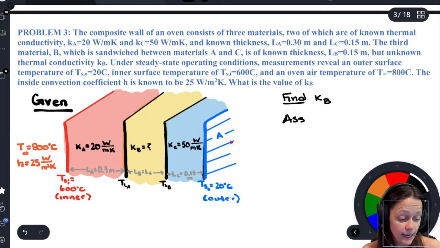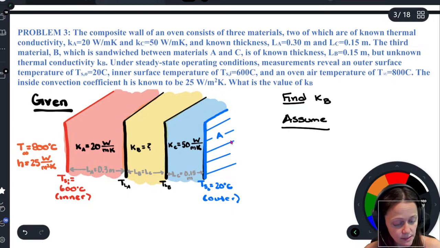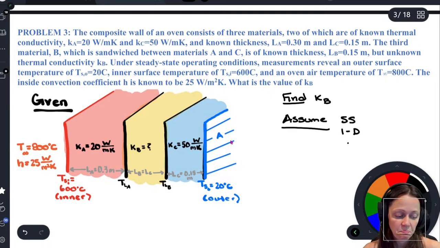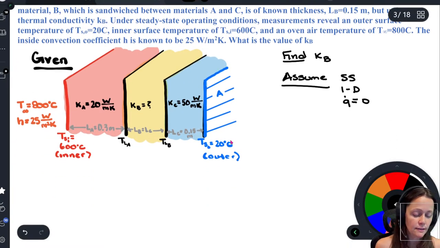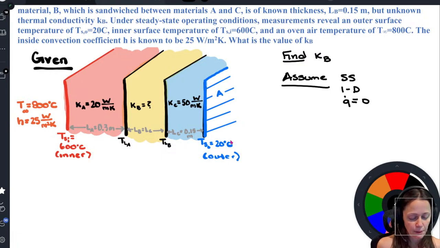All right, same assumptions. They did tell us steady state, right? Steady state is in there. So steady state, one dimensional, no mention of any Q dot. So perfect. Ohm's law applies. So let's go ahead and at least put our circuit together and think about what we're going to do.